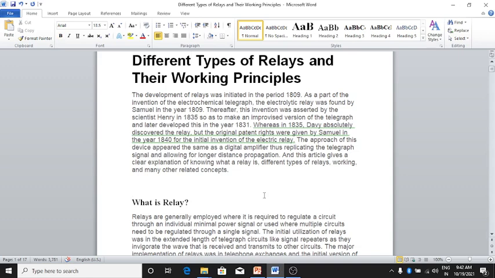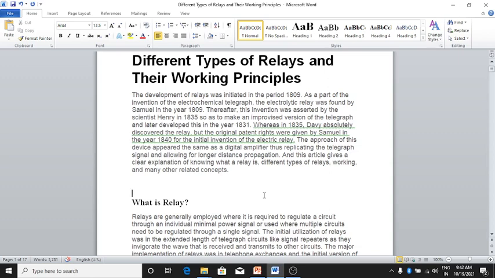Different types of relays and their working principles we have to study. But before studying the types of relay, we have to know the concept of what a relay is, who invented it, where it was initiated and all.